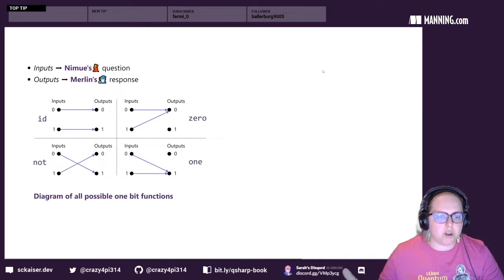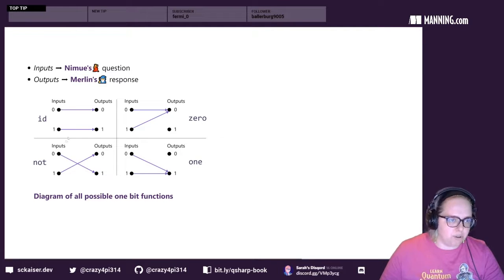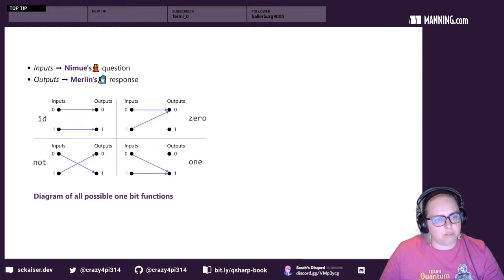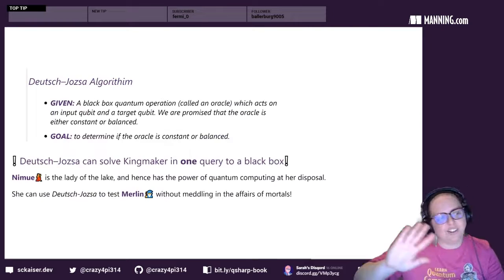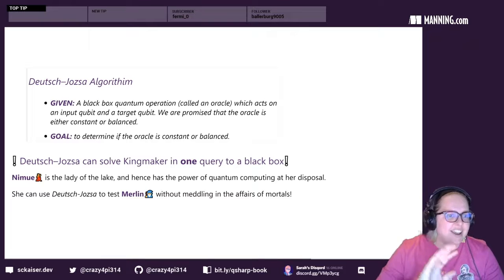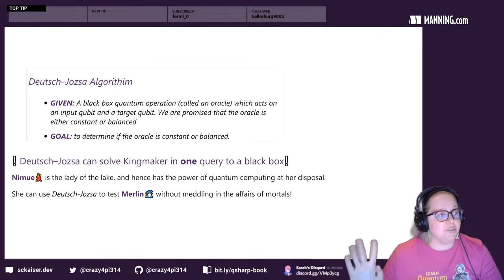And we can model this as a 1-bit to 1-bit function. So basically, the inputs are Nemune's questions, the outputs are Merlin's responses, and we can diagram each of those strategies as one of these 1-bit to 1-bit functions. You can see we're getting closer and closer to a mathematical thing. Now we can arrive at the Deutsch-Jozsa algorithm.